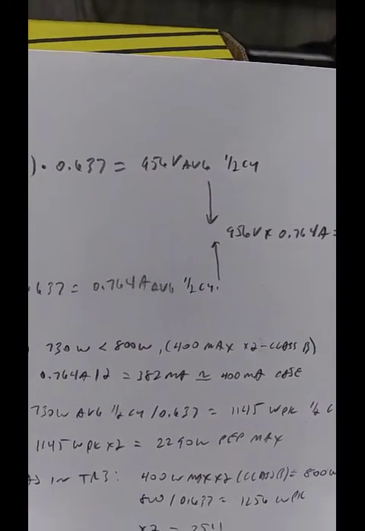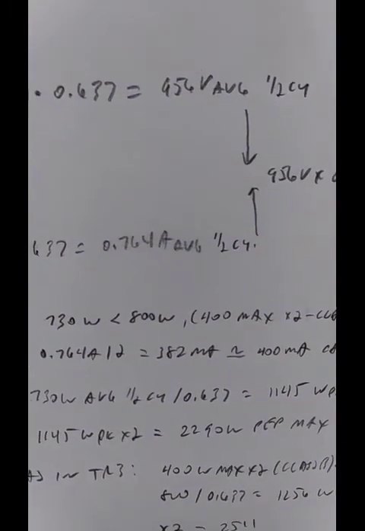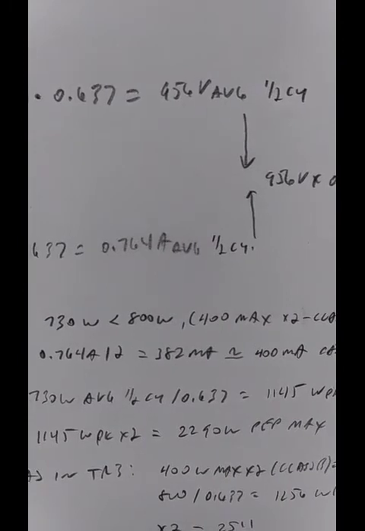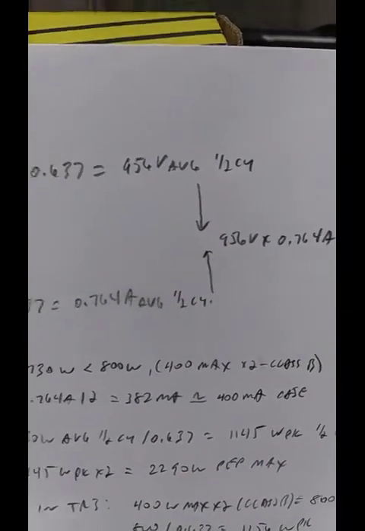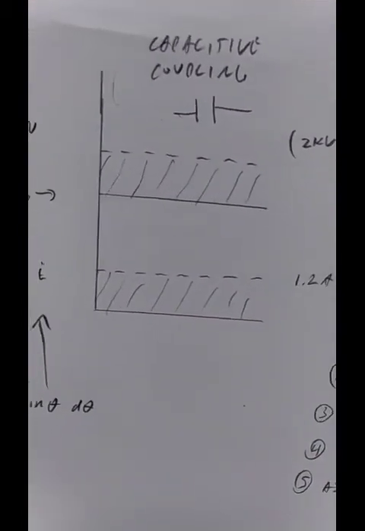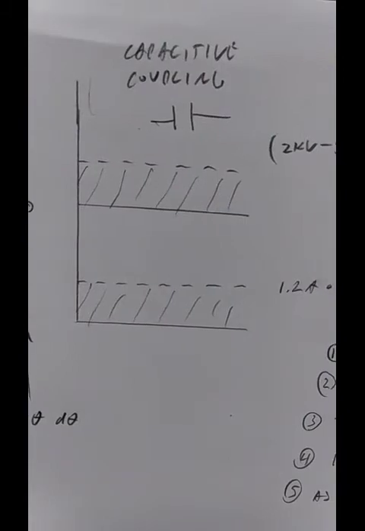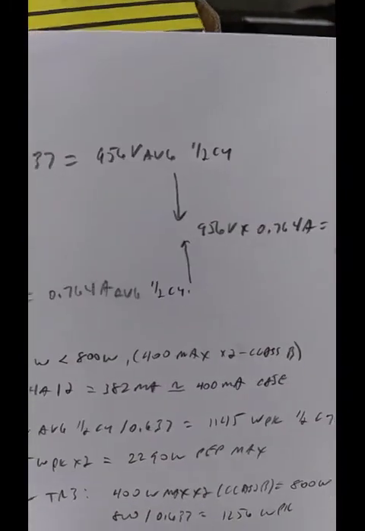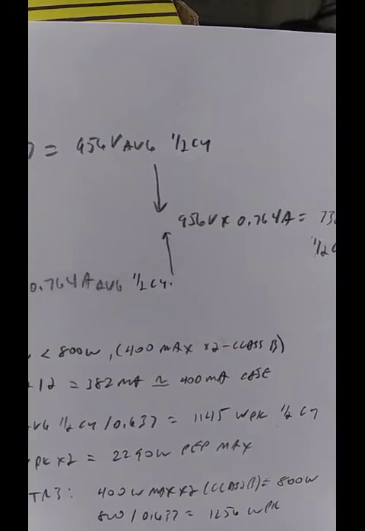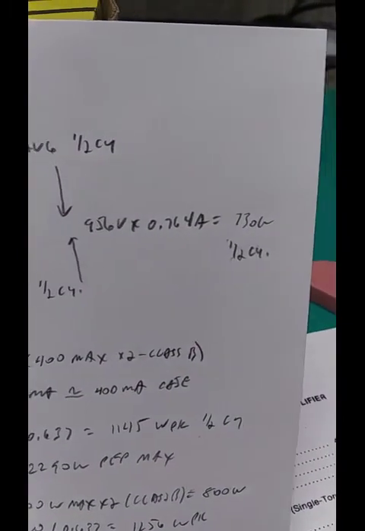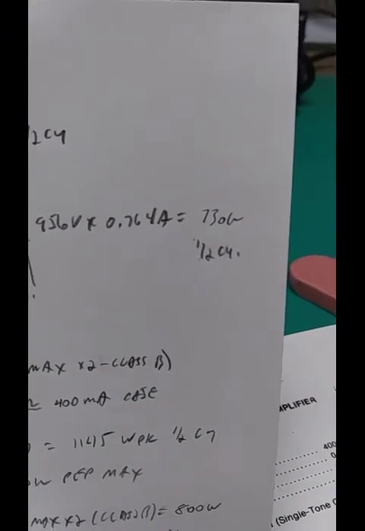for a half cycle and 764 milliamps average per half cycle. Put them together, because now they're the same kind of thing. They're both averages over time, referenced to the 0 line. Multiply 956 volts times 0.764 amp, that gives us 730 watts dissipation in a tube over 1 half cycle.